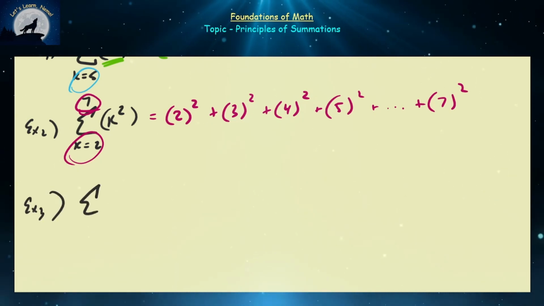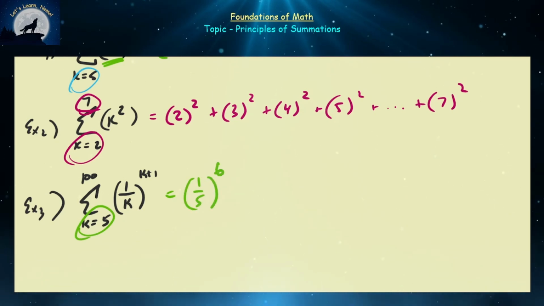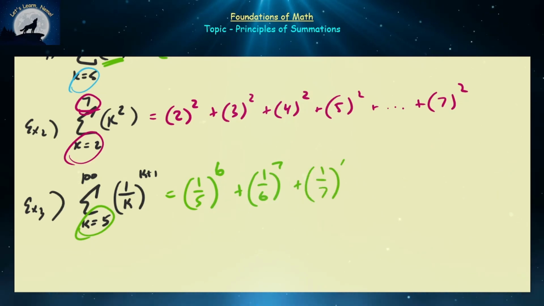And let's do another example. For example, suppose we have the sum from k is equal to 5 to, let's say, 100. Let's do something a little bit crazier: 1 over k to the power of k plus 1. You might want to take a moment, pause the video, and see if you can figure out what this would be equal to. So k is going to start at 5, so we're going to have 1 over 5 to the power of 5 plus 1, which is 6. Then the next value would be 6, so it's going to be 1 over 6 to the power of 7. Then 1 over 7 to the power of 8.